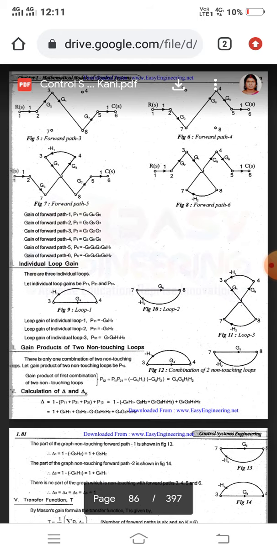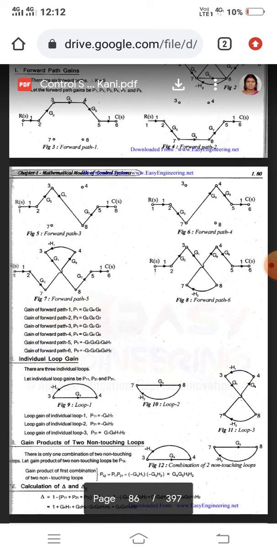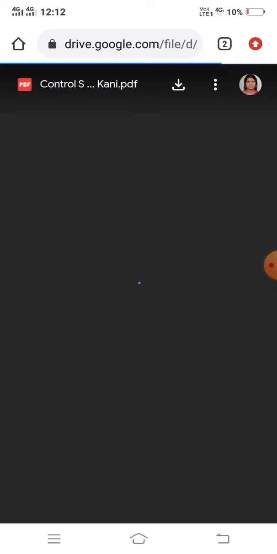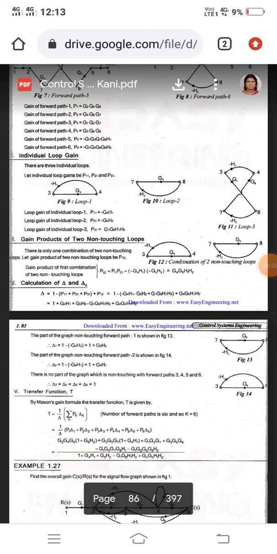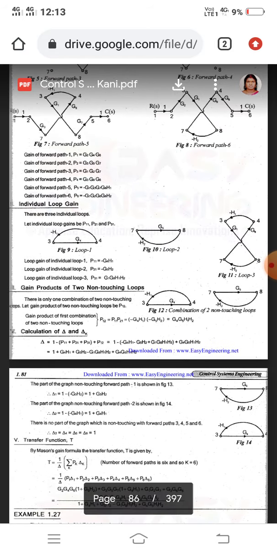Next, the gain product of two non-touching loops. Which two loops are non-touching in the given forward path? This is the two non-touching loop gain product. We have two non-touching loops. Then we analyze whether this problem has any three non-touching loops. There are no three non-touching loops.